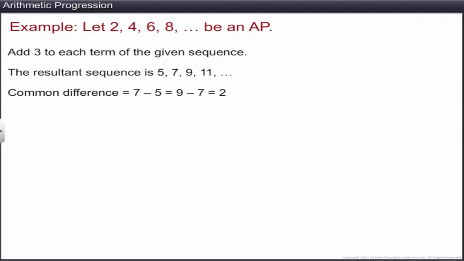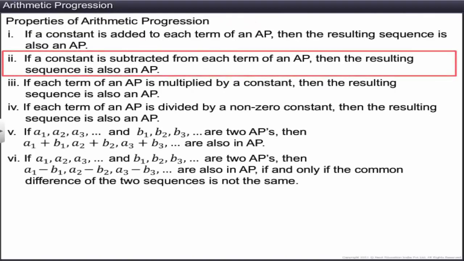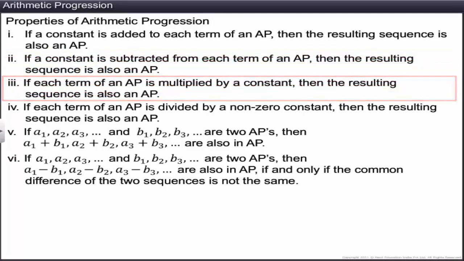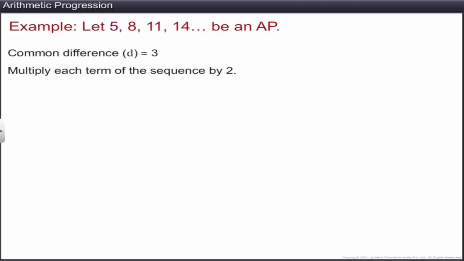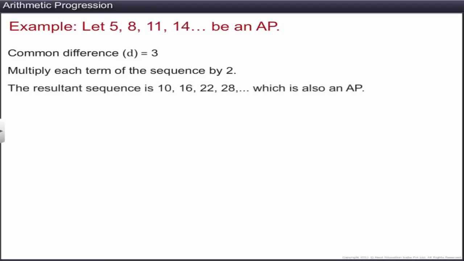Similarly, if a constant is subtracted from each term of an AP, the resulting sequence is also an AP. Next, if each term of an arithmetic progression is multiplied by a constant, then the resulting sequence is also an arithmetic progression. For example, let 5, 8, 11, 14, and so on be an arithmetic progression. Its common difference is 3. If we multiply each term of this sequence by 2, then the resulting sequence 10, 16, 22, 28 and so on is also an arithmetic progression with the common difference 6.